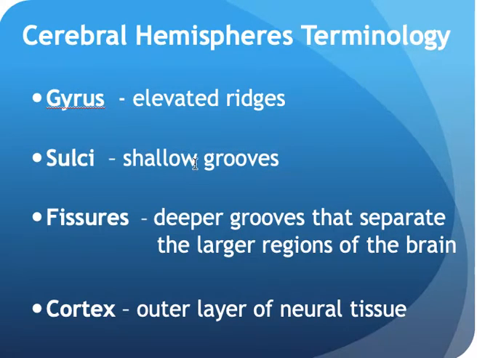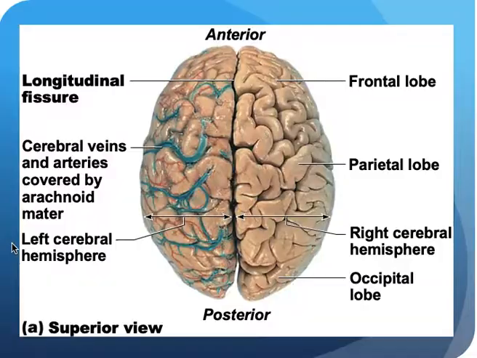You're going to have sulci, which are shallow grooves. I'm going to have fissures, which are deeper grooves, and these are the ones that separate the regions of the brain for me. And then I'm also going to have the cortex, the outer layer of nervous tissue that you see anytime you see pictures of the brain.